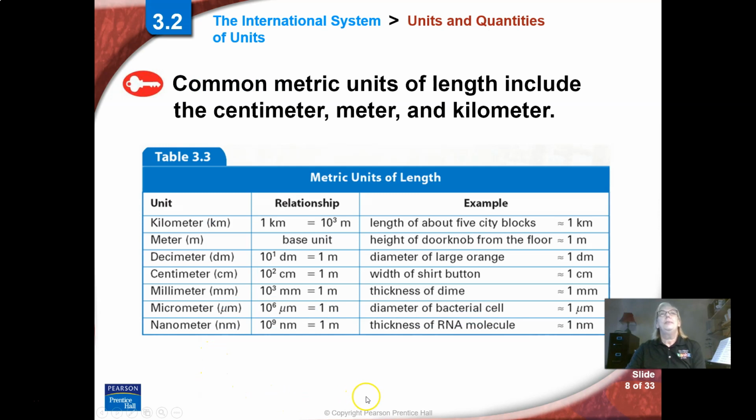And so here's some examples of what these things are in real life. Like a kilometer is kind of like 5 city blocks. Centimeters, a shirt button that you have on your shirt. So that gives you an idea of what these things look like.